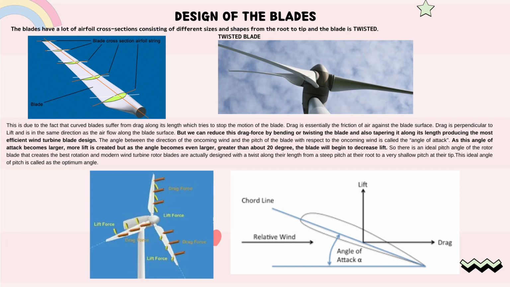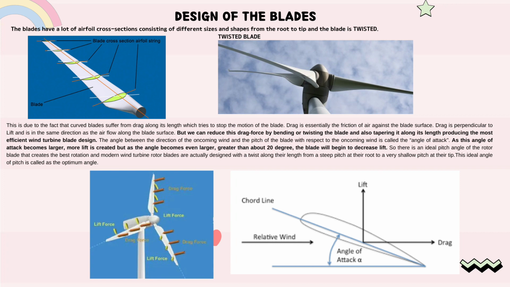This is due to the fact that curved blades suffer from drag along their length, which tries to stop the motion of the blade. Drag is essentially the friction of air against the blade surface. Drag is perpendicular to lift and is in the same direction as the airflow along the blade surface. But we can reduce the drag force by bending or twisting the blade and also tapering it along its length, producing the most efficient wind turbine blade design.